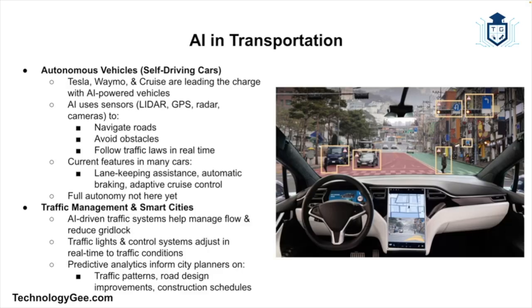And then we have traffic management in smart cities. If you ever sat in traffic and thought to yourself that there has to be a better way, well, guess what? AI agrees with you. Traffic lights and control systems in smart cities can adjust based on real-time traffic flow. And predictive analytics can help city planners understand traffic patterns and optimize road designs or construction schedules.